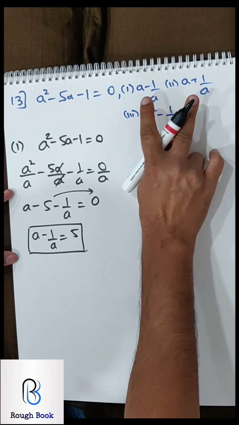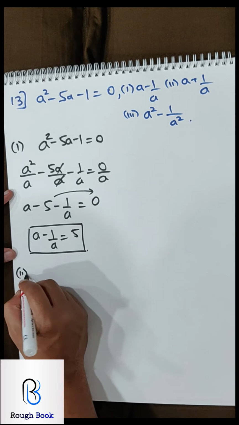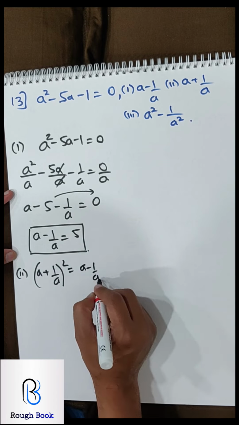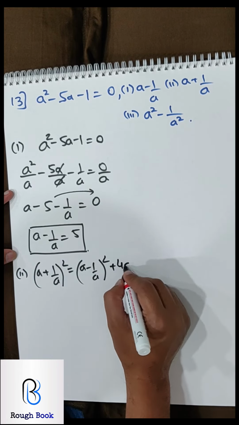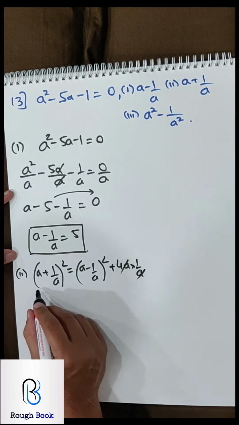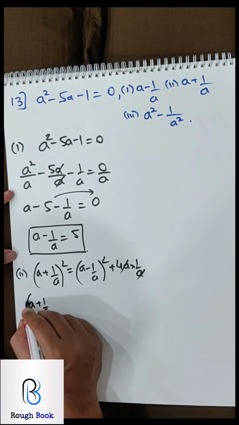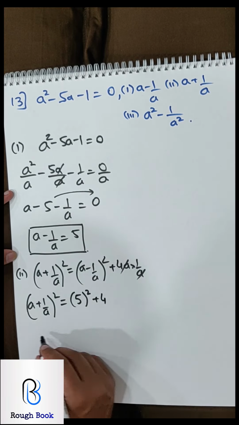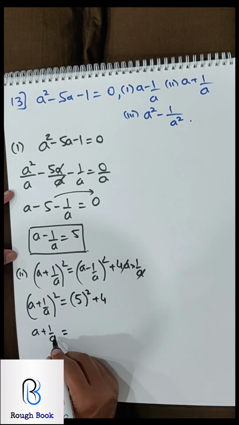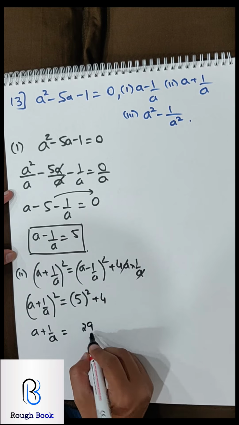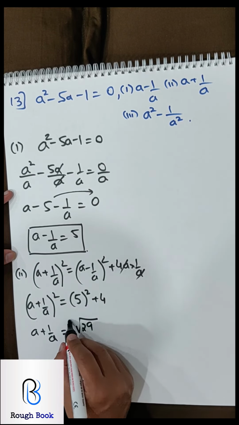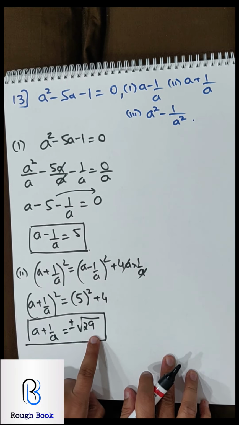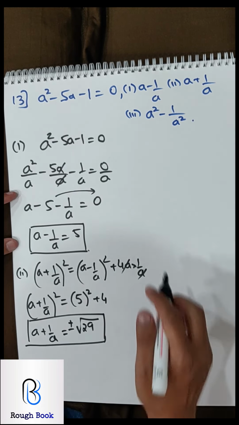To reach the second part, from here to here, we know it's the relationship formula. So a plus 1 by a the whole square, minus plus 4 times ab, getting cancelled. A plus 1 by a is unknown, a minus 1 by a is 5 square plus 4. So a plus 1 by a, 25 plus 4, 29, square comes on this side, so root, plus or minus, whenever you are getting a root. This is already a pure set, we can't do anything much from here.